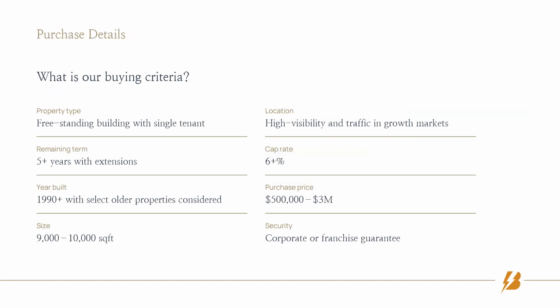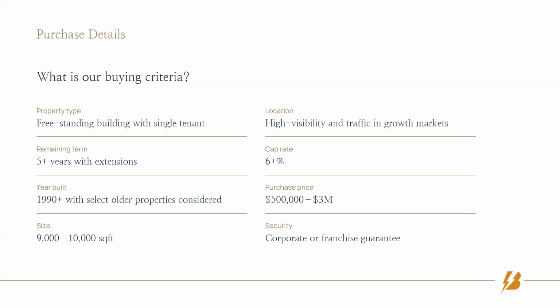So I'll tell you a little bit about our buying criteria, what we look for. Maybe if you're looking to get into net lease, you look for different things, but this is what we look for. Okay, we look for that freestanding building with a single tenant. We're not looking for duplexes, triplexes, those types of commercial assets. We're looking for a single freestanding building with a single tenant.